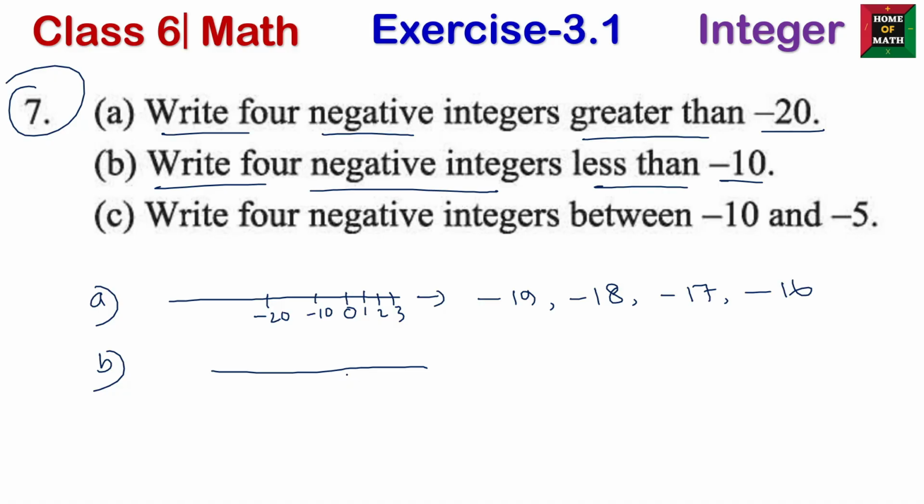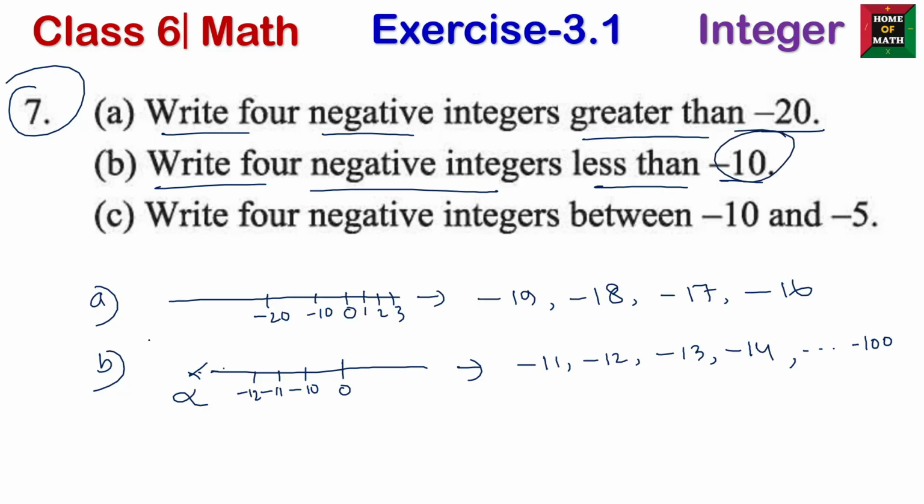Less than. Okay, so 0, suppose this is minus 10, so this is minus 11, this is minus 12, dot dot dot, up to negative. So the less numbers than minus 10 are on the left side, so minus 11, minus 12, minus 13, minus 14. You can use any number, suppose minus 100. This is also less than minus 10.